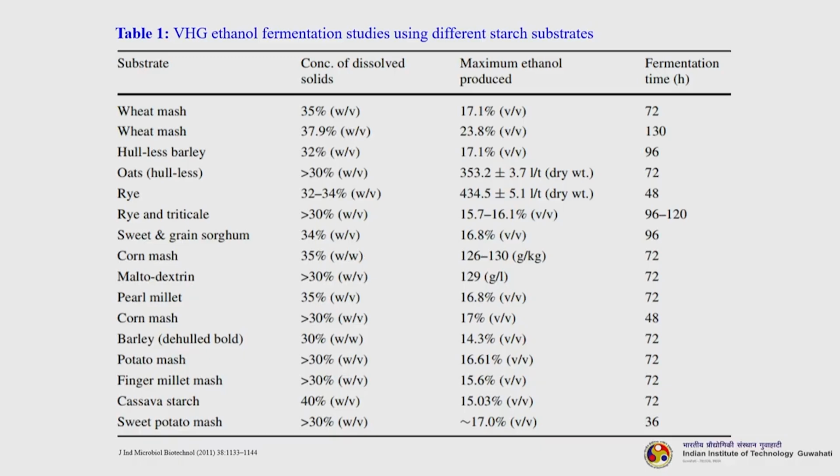In percentage it varies from 14 to 17%. In one or two cases it is 23.8%, in the case of wheat, where the concentration of dissolved solids is 37.9% and the fermentation time is 130 hours. So, with enhanced fermentation time, more or less the maximum ethanol produced is in that same range, volume by volume, almost 15 to 17 percent.